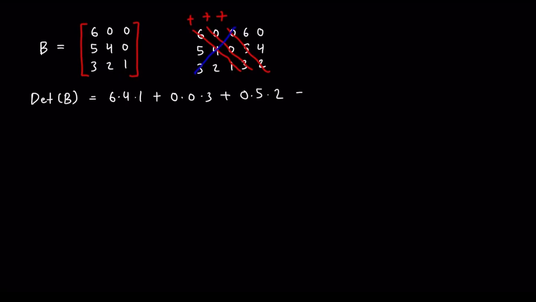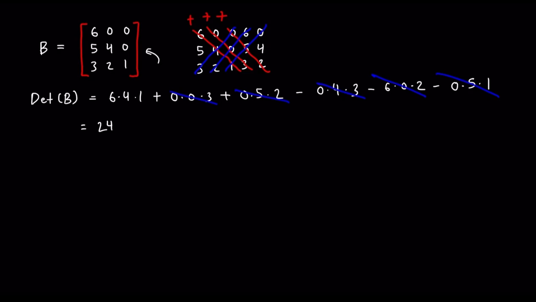So that's 0 times 4 times 3, minus 6 times 0 times 2, minus this diagonal, so that's 0 times 5 times 1. And now the determinant is just going to be, this is just 0, this is also 0, these are all 0. They're all zeros since they're being multiplied by 0. So that leaves us with this. So 6 times 4 is just going to be 24.